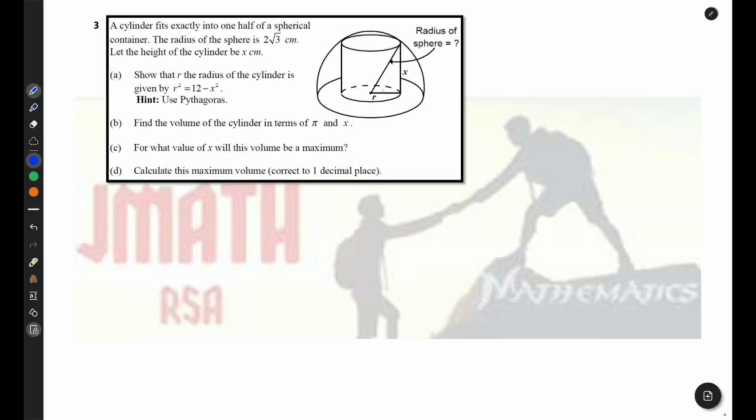Question 3. A cylinder fits into 1/2 of a spherical container. The radius of the sphere is 2 root 3 centimeters. Let the height of the cylinder be x.